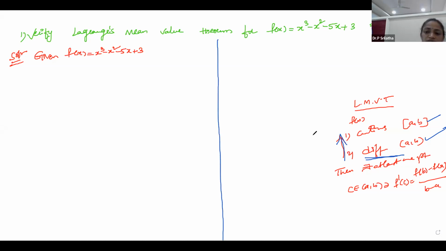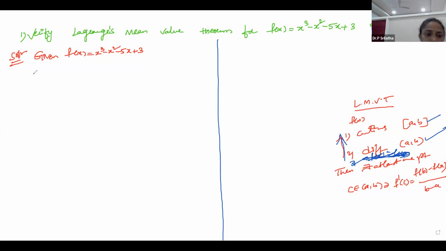Same like Rolle's theorem, if we have the third condition, we have to check whether f of a equal to f of b or not, but here we don't have the third condition. So that's why first of all we have to check whether the given function is differentiable or not. Based on that we can directly write whether it is continuous or not. Okay, clear?